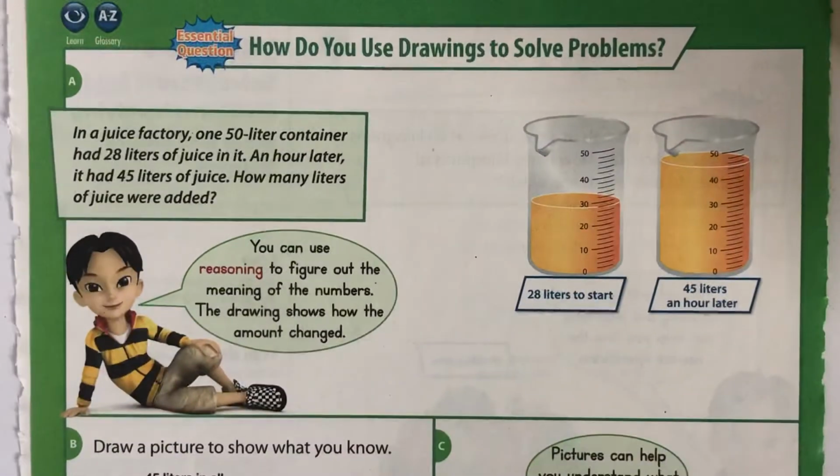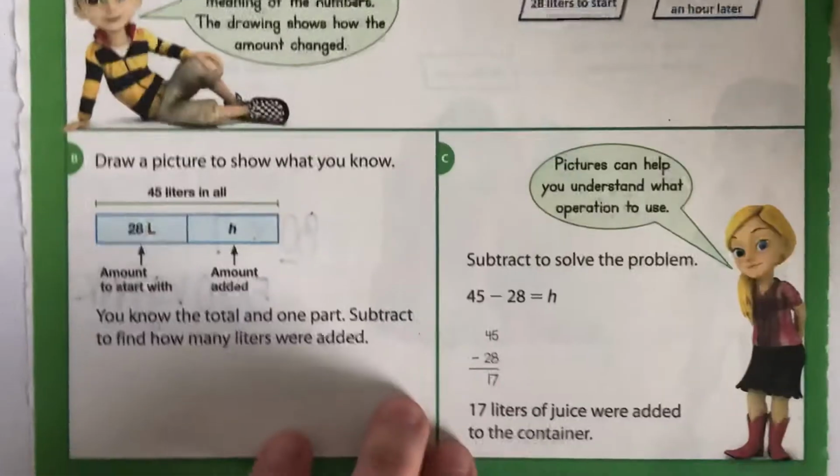How do you use drawings to solve problems? In a juice factory, one 50-liter container had 28 liters of juice in it. An hour later, it had 45 liters of juice. How many liters of juice were added? You can use reasoning to figure out the meaning of the numbers. The drawing shows how the amount changed. 28 liters to start, 45 liters an hour later.